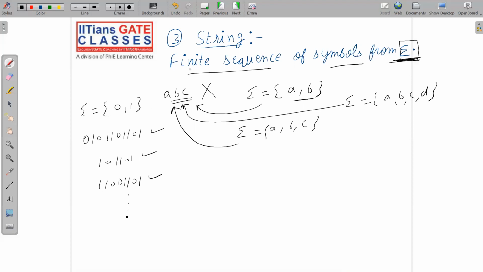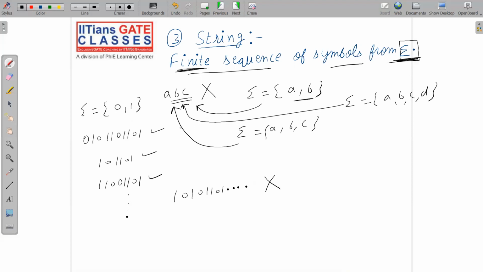Please mind these words: finite sequence. So I cannot have a string of infinite length. I cannot have infinite characters in a string. You can remember it like this. I cannot say 1 0 1 0 1 1 0 1 dot dot dot dot dot. No, this is not a string.